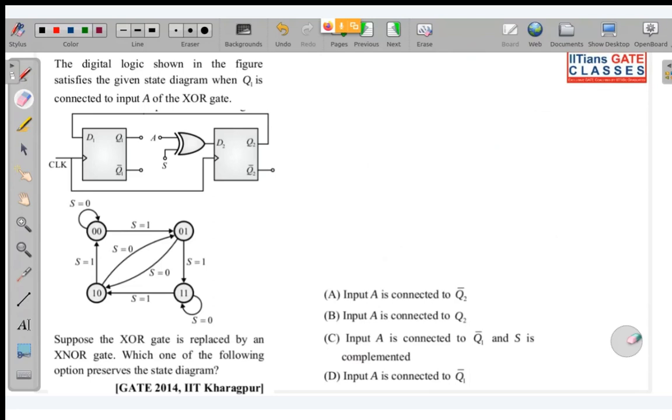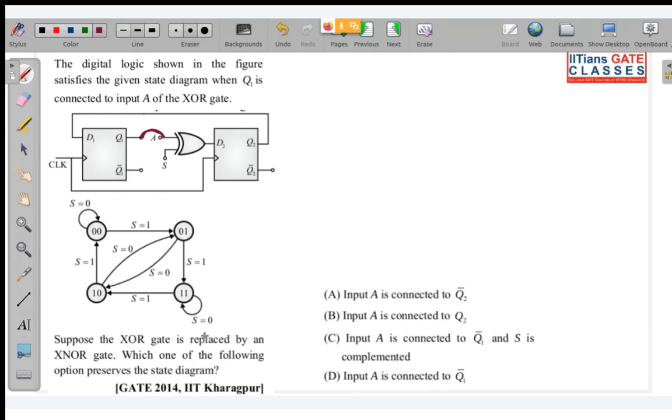Answer C. So what is given? The digital logic shown in the figure satisfies the given state diagram when Q1 is connected to A. Okay, so Q1 is connected to A like this of the XOR gate. Okay, fine. So when you connect Q1 to A, your state diagram looks like this.